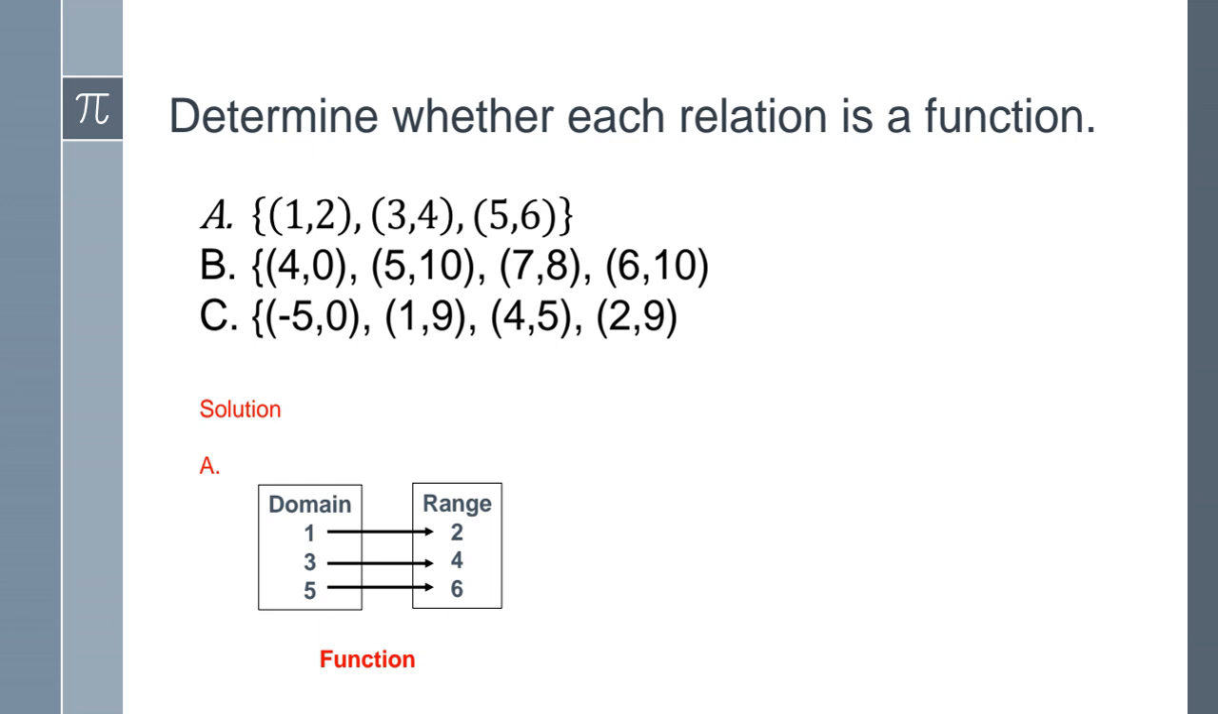How about B? So we have 4, 0, 5, 10, 7, 8, 6, 10. I have individual x values, my inputs for the domain 4, 5, 7, 6, and they all refer to their own individual y value. Even though 5 has a 10, you see two y values, this is okay. The ones that cannot repeat are my x's.